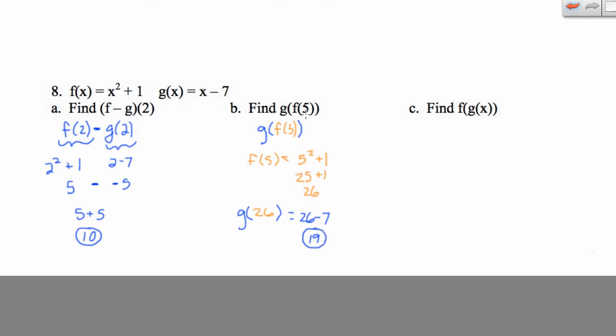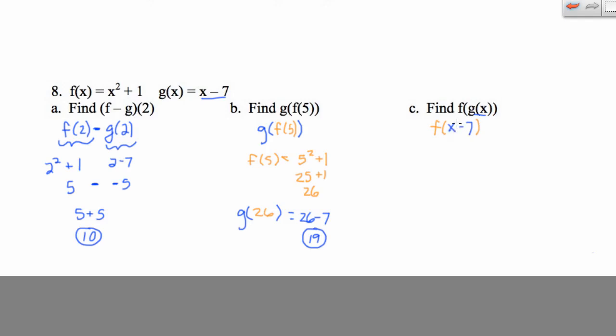Again, when a number is the input, my answer is going to be a number. All right, over here, my input is actually another function. So I'm going to come out with something that's in terms of x. So again, I'm going to use orange for my f function. And the input into that is my g function. So instead of writing g of x again, I know that g of x is x minus 7. So I'm going to use as my input x minus 7.